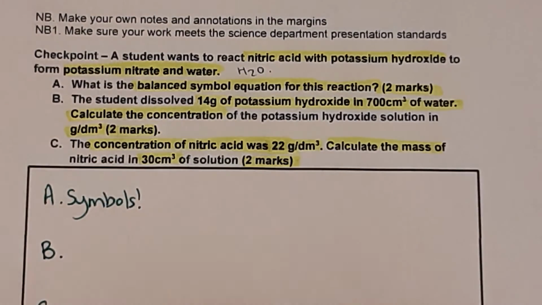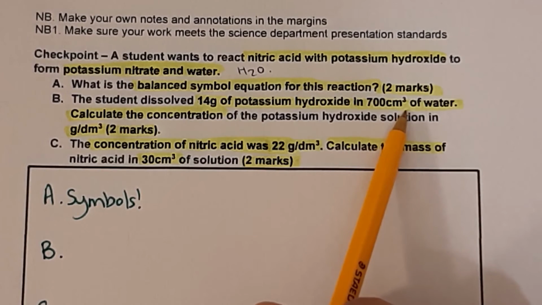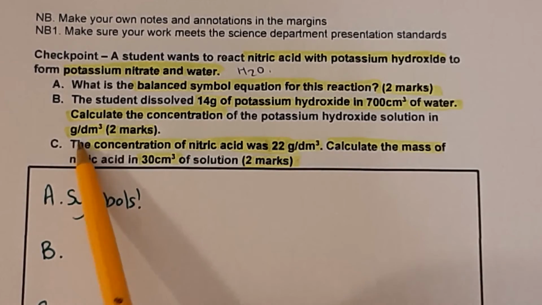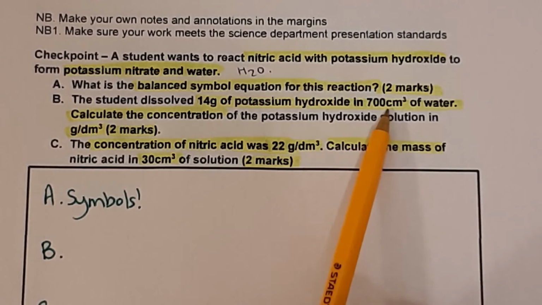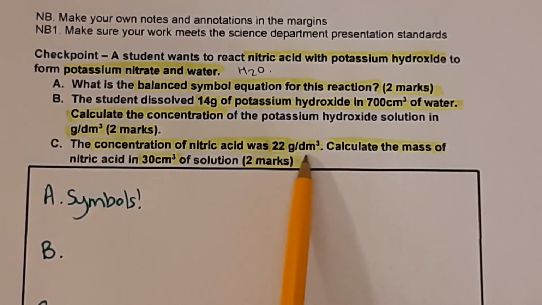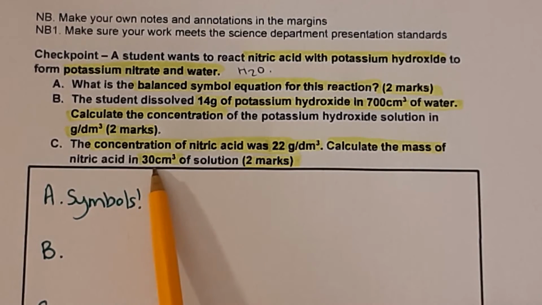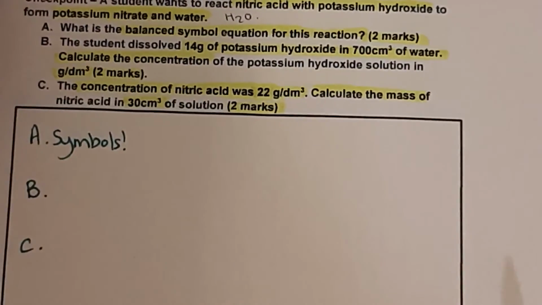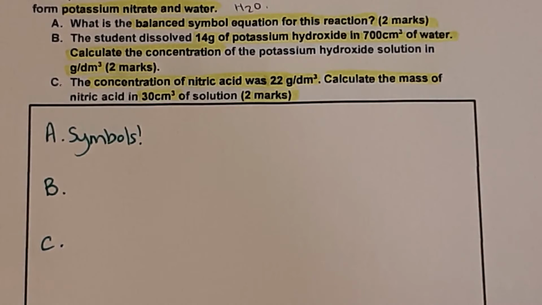Don't forget that you will need to convert centimetres cubed into decimetres cubed, because you are given 700 centimetres cubed of water, okay, but it wants the answer for the concentration in grams per decimetre cubed. So the first thing we're going to be doing is converting that to decimetres cubed. Question C, same concept. It's got concentration in decimetres cubed, but the amount of solution is 30 centimetres cubed. You need to convert that to decimetres cubed first. Okay, so you've had your hints. You pause the video and then we'll go through it together.